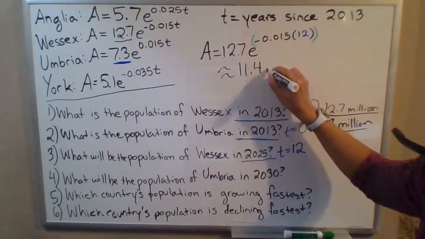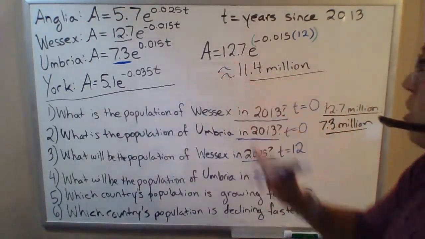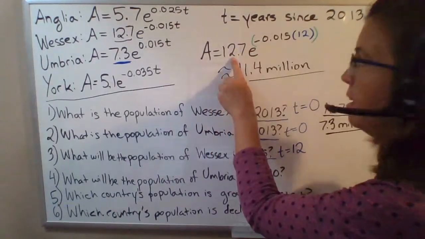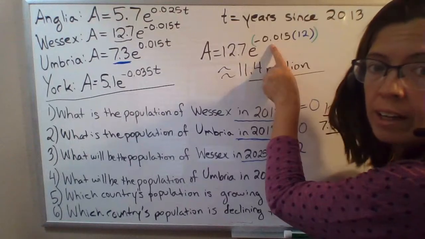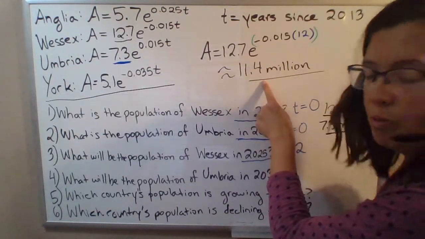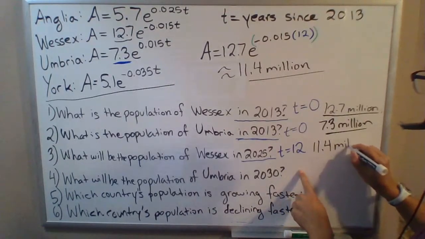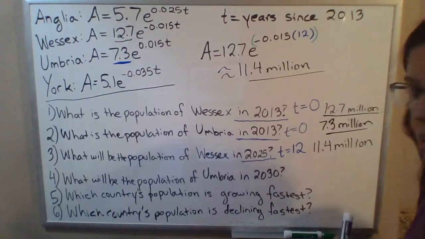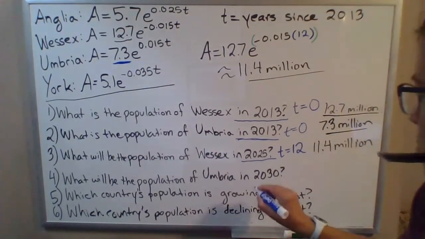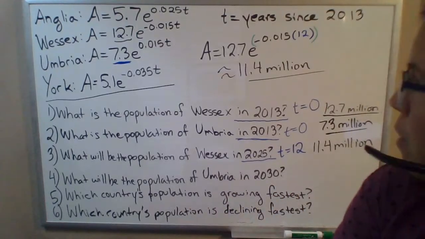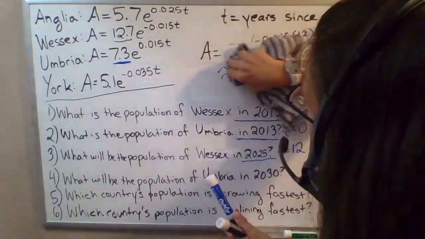Now the fact that it's a little bit less than the starting amount of 12.7 should not be a surprise, because we have a negative value of k. That tells us that the population is in decline, so we're expecting a lower value. So this seems like a good answer: 11.4 million for question 3. Now for question 4, it's the same idea. Umbria, so we're going to use a different population model. And 2030, so we have a different t.